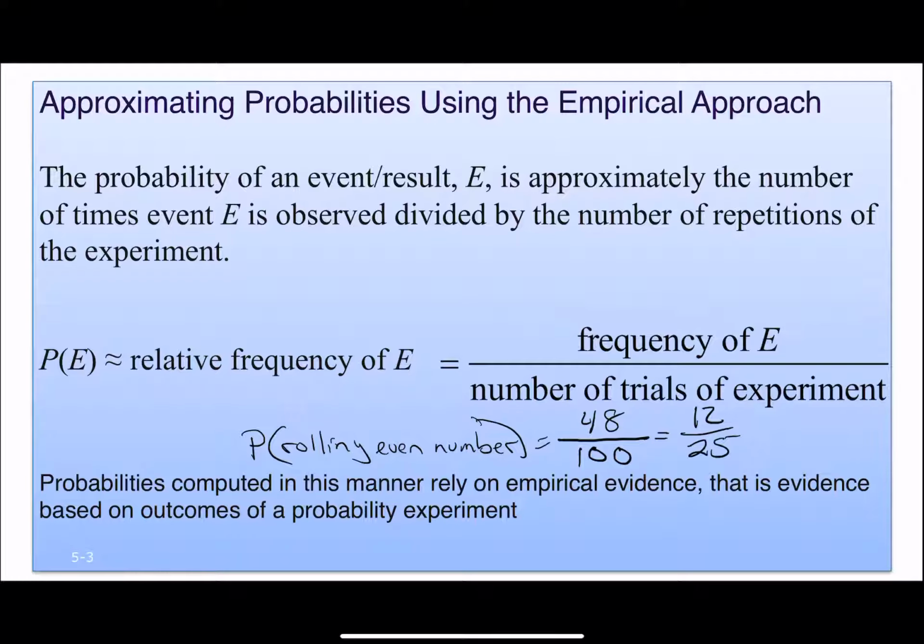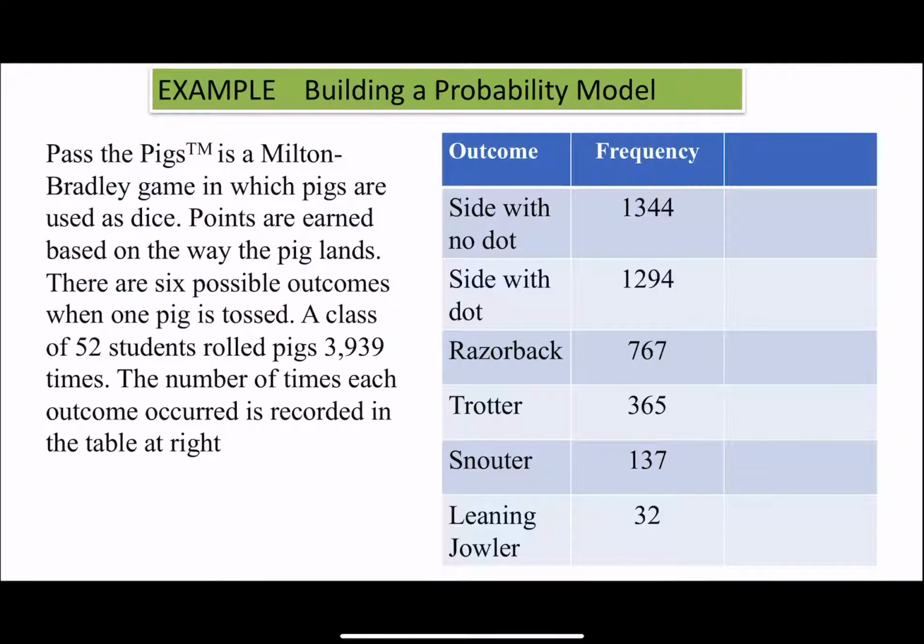So you put the frequency of the event. Remember, frequency is how many times it occurred. So the frequency of getting the desired outcome over the number of trials. That's how many times you rolled the dice, or how many trials you did, or how many M&Ms you pulled out, or have total, or whatever. Okay, so let's do an example.